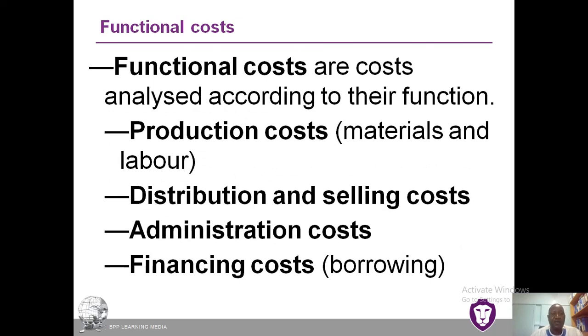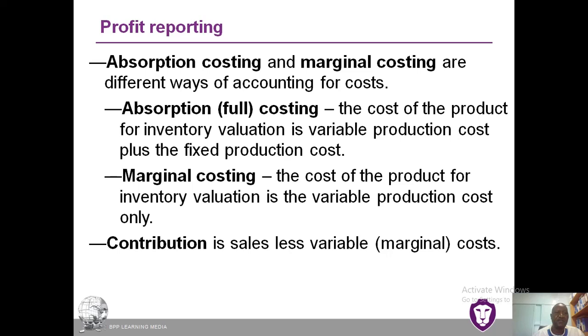Other cost classification: costs can be classified using functions, and so we call these functional costs. Functional cost examples include production costs, distribution and selling costs, administration costs, and financing costs. All these are classifications by function.